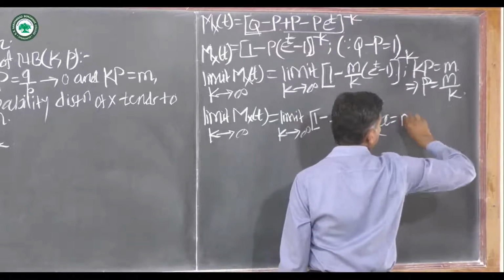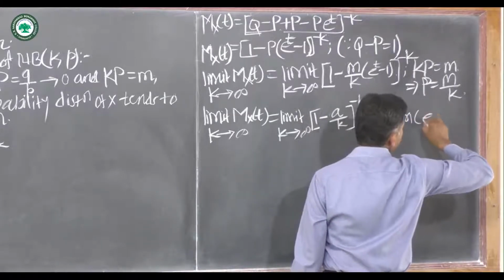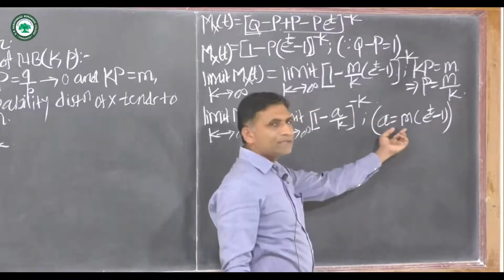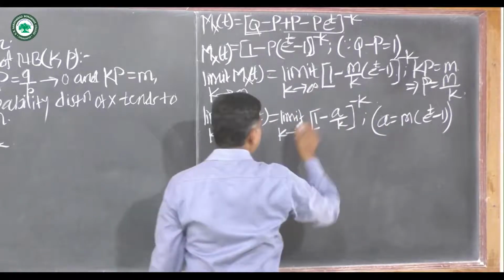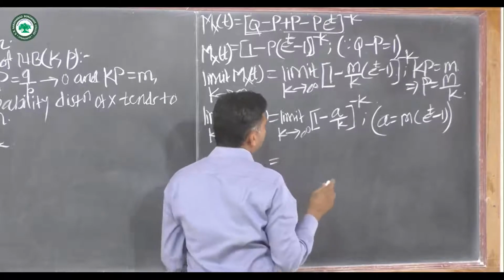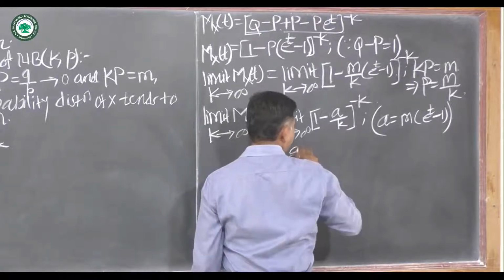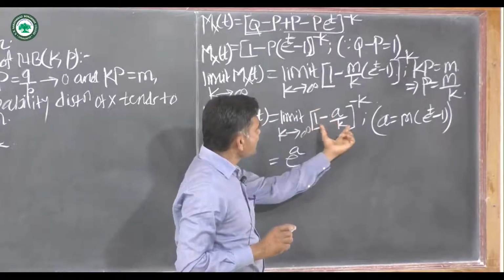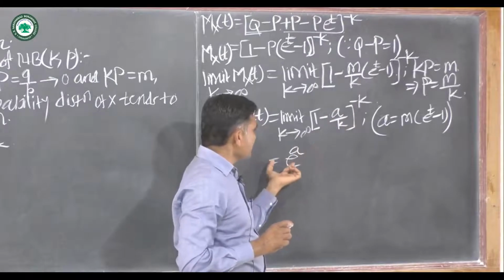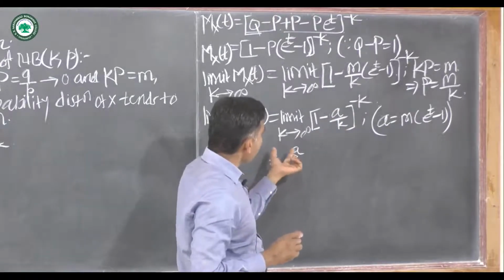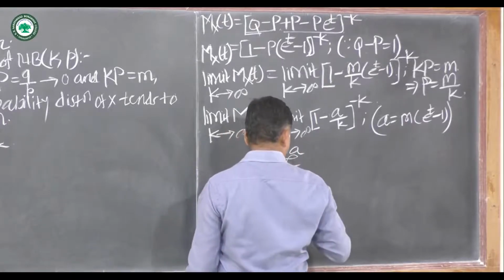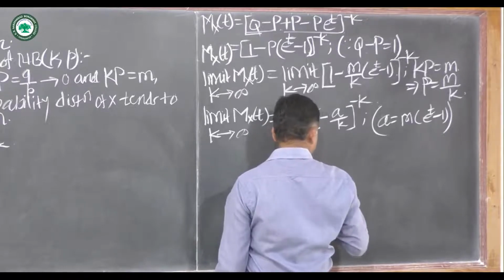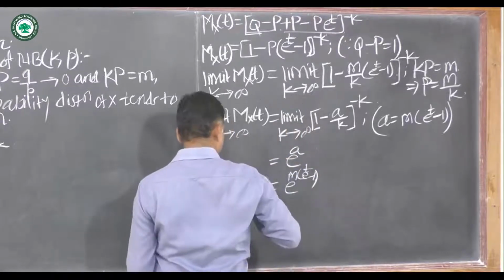a is equal to m into in bracket e raised to t minus 1, this bracket complete, a is equal to this one. Now the limit of this quantity is equal to e raised to a. Limit k tends to infinity of 1 minus a upon k bracket raised to minus k, which is equal to e raised to a. Now here we put the value of a, which is equal to e raised to m into in bracket e raised to t minus 1.